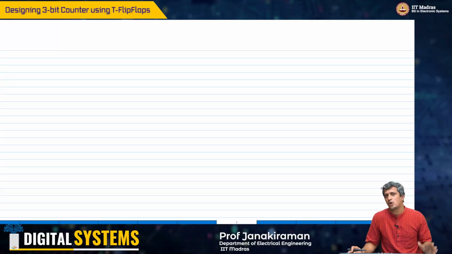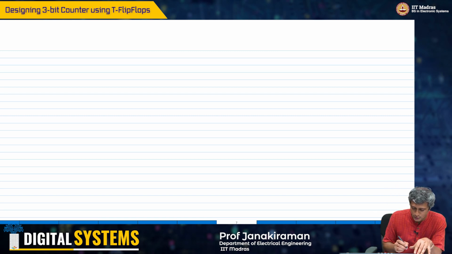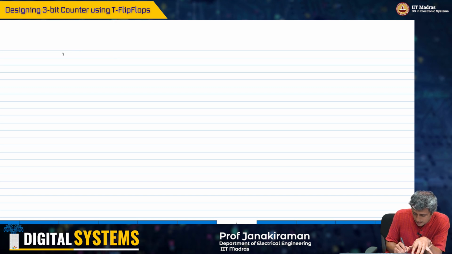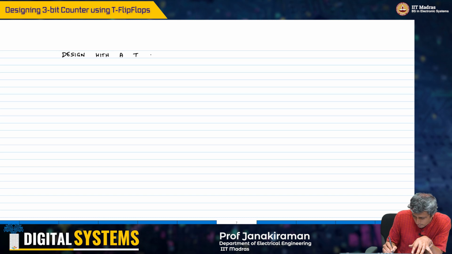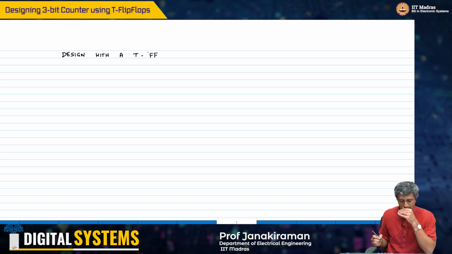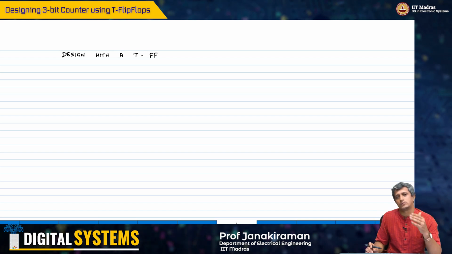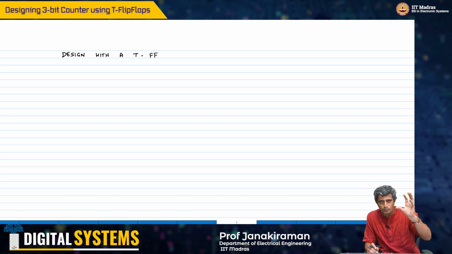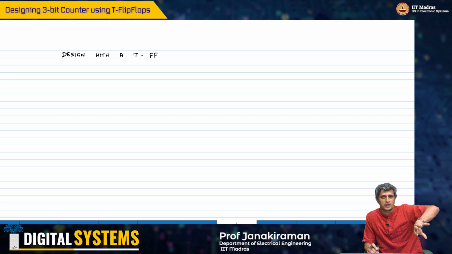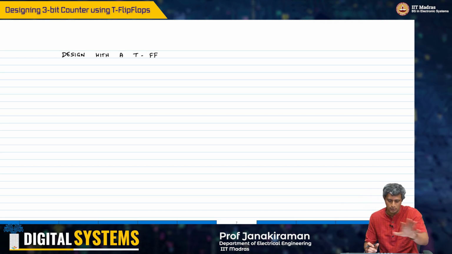So to wind up this discussion on the design of a sequential circuit, let us also look at one example of a design using a T flip-flop. Okay. So basically we are going to assume that we are looking at a design with a T flip-flop. First of all, just like we saw earlier, we are going to start with a problem statement, get the state transition diagram, the table, the equations, and then the implementation.